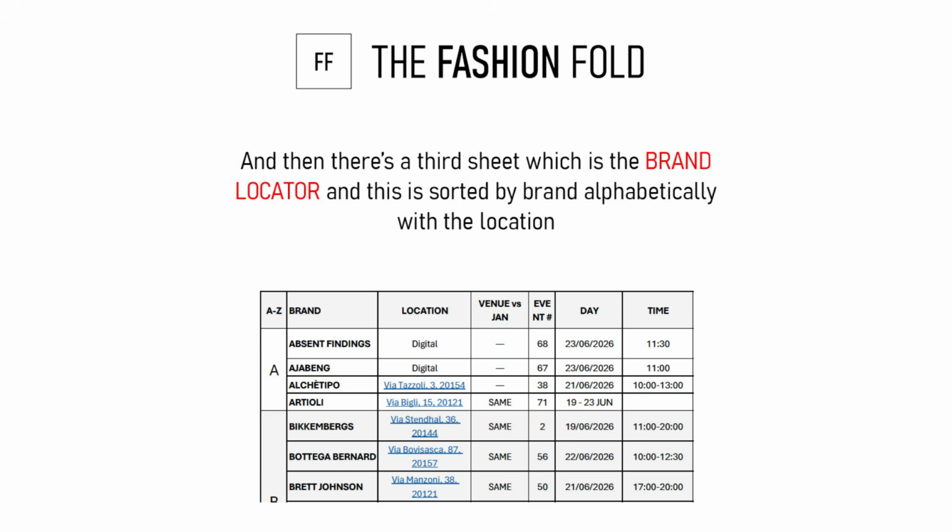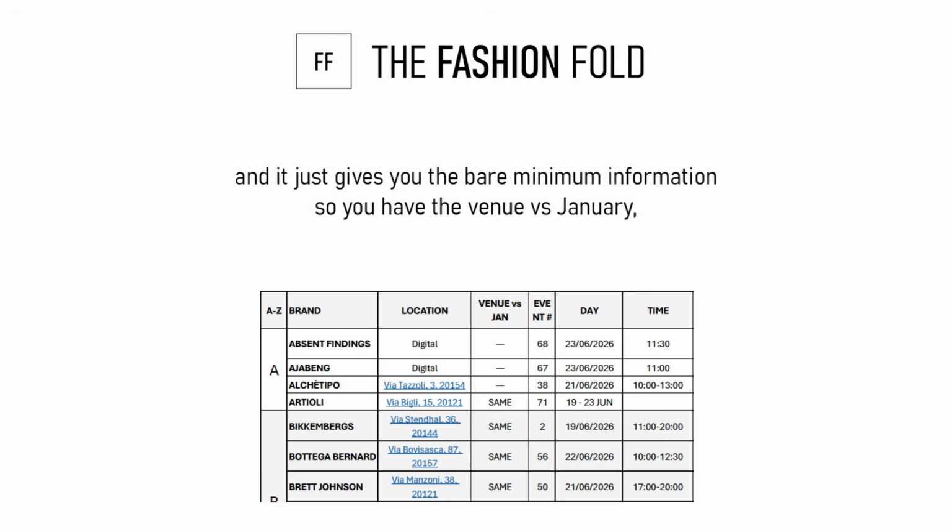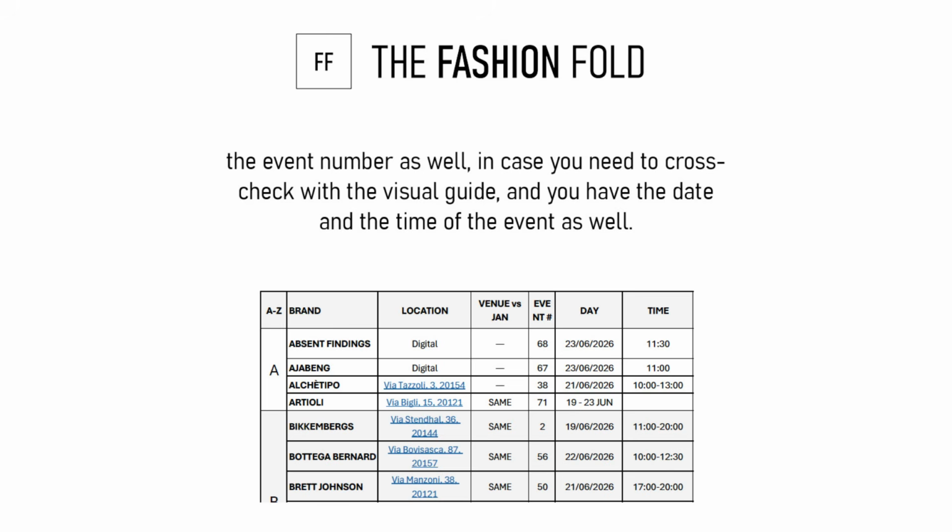And then there's a third sheet, which is the brand locator, and this is sorted by brand alphabetically with the location, and it just gives you the bare minimum information. So you have the venue versus January, the event number as well in case you need to cross-check with the visual guide, and you have the date and the time of the event as well.